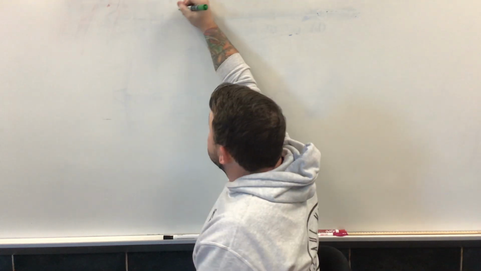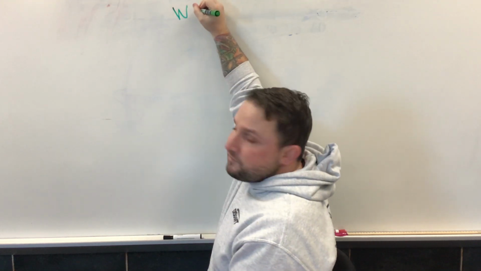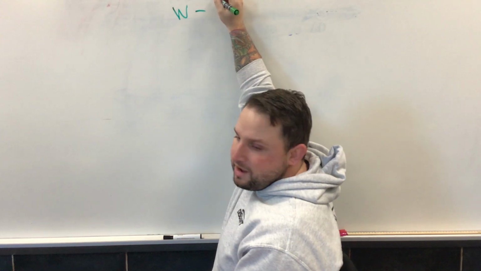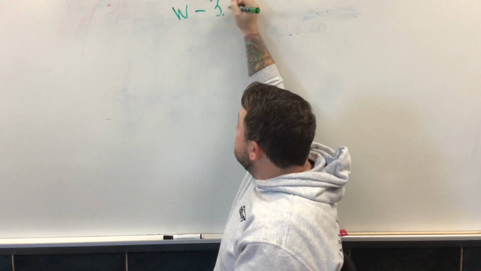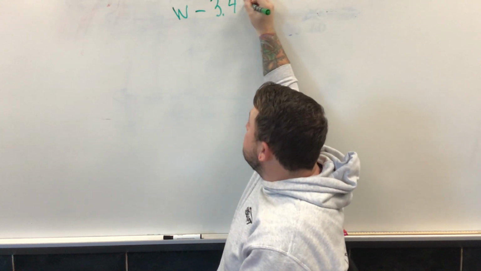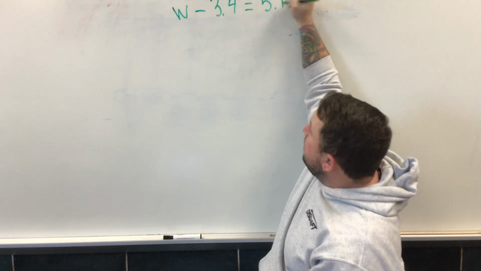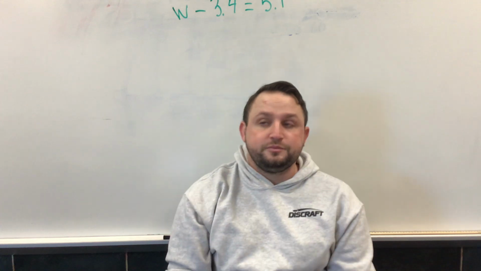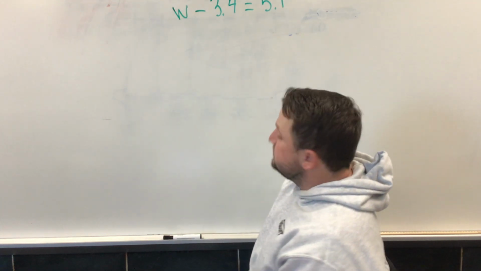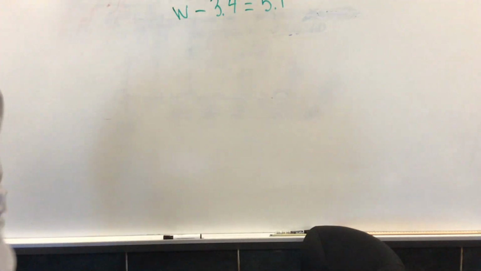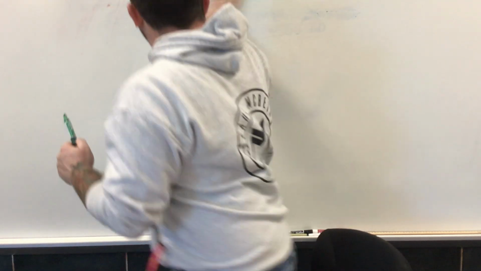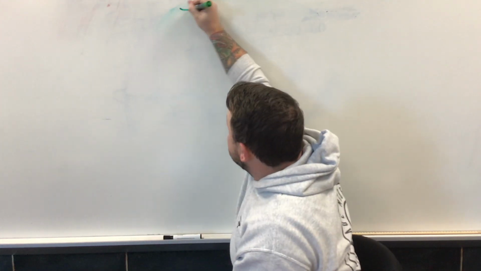Okay? So we're going to have a problem that looks like W minus 3.4 equals 5.1. Okay? I'm hoping that shows up. Let me just double check really quickly that it's there. Oh, it's a little bit too tall, so let me go ahead and move that down. I'll make sure that I write below this line from now.